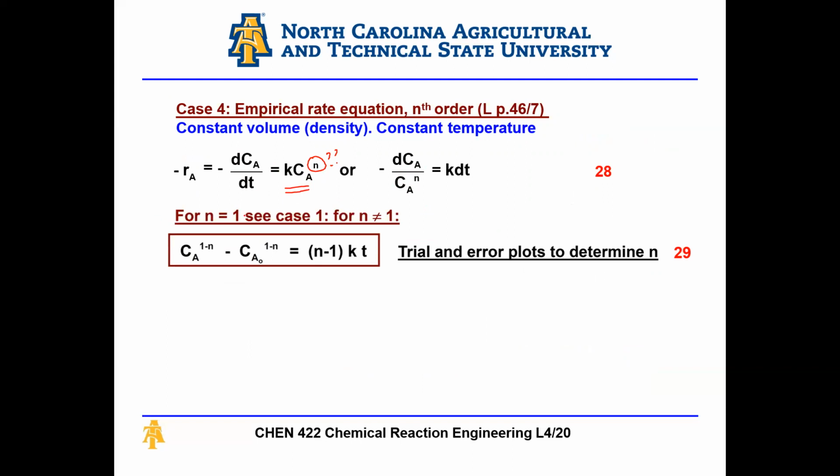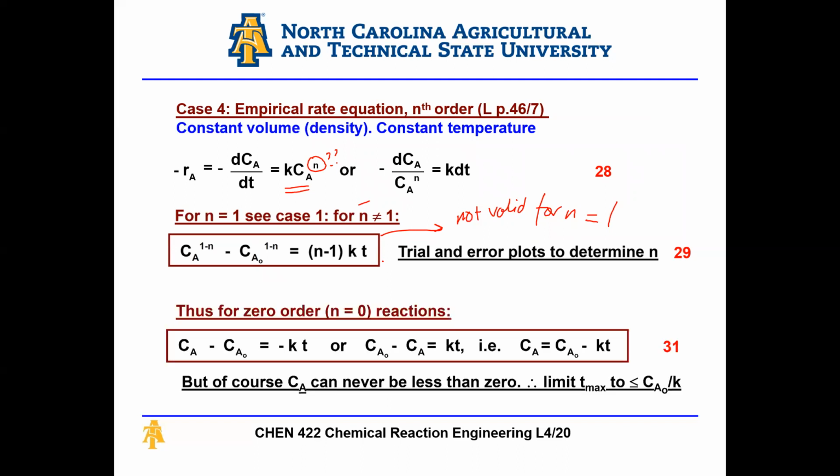And this is not valid for n equals 1. Very important to remember. This equation is not valid for n equals 1. You cannot just plug in 1 here and use this equation. If n equals 1, if it's a first order reaction, go look at case number 1. And with these types of problems, you need to be prepared to do some trial and error or some iteration to get the value of n, and we're going to have a look at that when solving the homework later on. So this is the fourth case, and again, for a zero order reaction, this is the equation. So just be aware of case number 4.